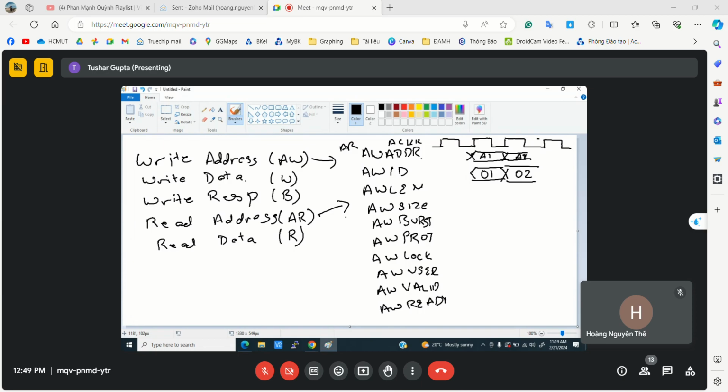So ID will be specific to your request. It can be a unique number for every request, or it can also be repetitive. Like we can have the same IDs for all the different addresses.